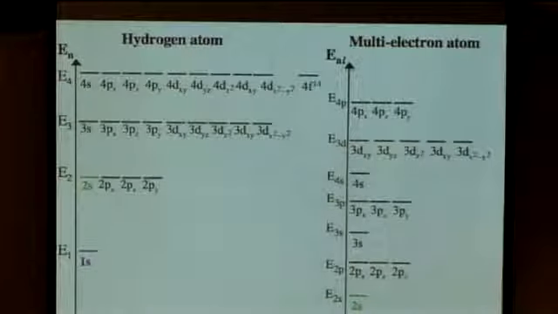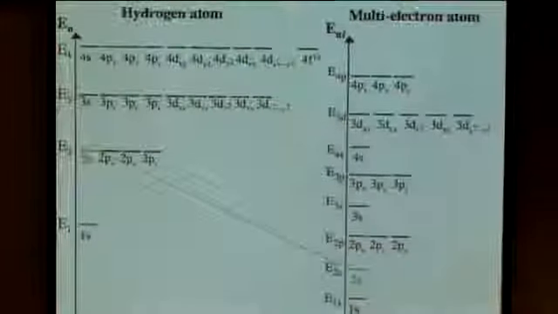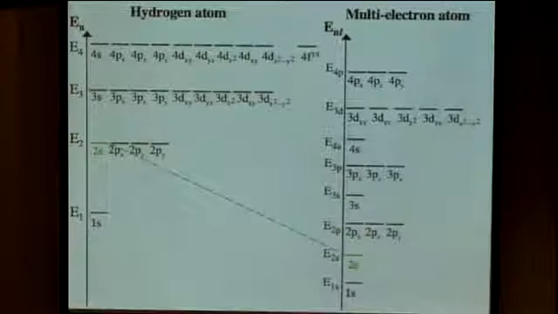For example, for the 2s, again, what you see is that the multi-electron atom's 2s orbital is lower in energy than it is for the hydrogen. The same thing we see for the 2p. Again, the 2p orbitals for the multi-electron atom are lower in energy than for the hydrogen atom.